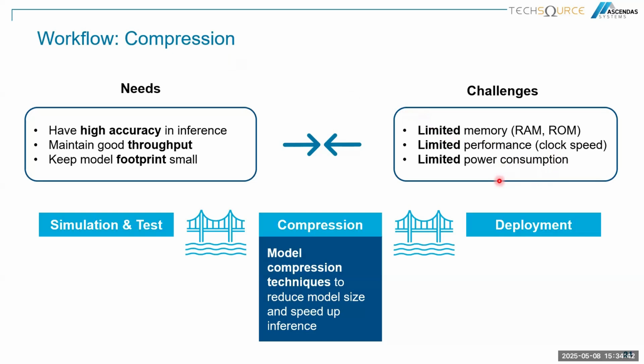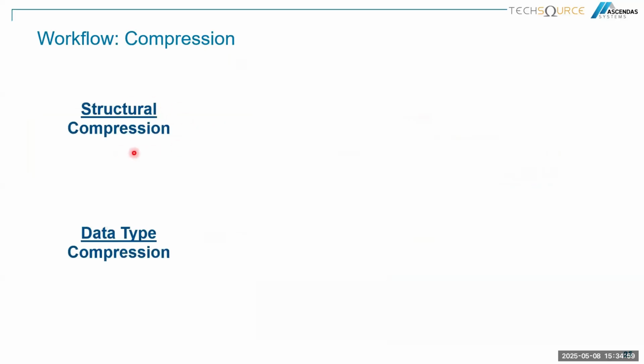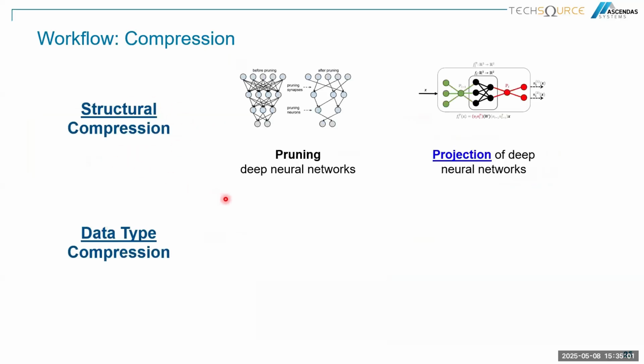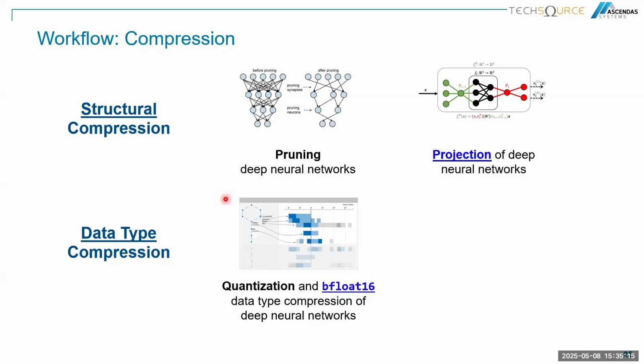So you need to bring this AI model to fit with this MCU. How do we do that? In MATLAB and Simulink, we have a lot of techniques that can help you. The first is structure compression and data compression. For structure compression, from the deep neural network, we have a lot of techniques that let you restructure the deep learning model and make it smaller.